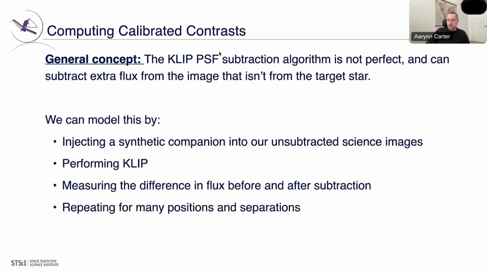And then we want to take those raw contrasts and compute calibrated contrasts. For those that are unfamiliar, the idea here is that by applying CLIP, we might not do a perfect subtraction of the star, and we might actually subtract some companion flux as well. That could bias our estimates of any flux that we measure for that companion, and in turn, bias our contrast measurements and make us think that we're overly optimistic in terms of the contrast we can reach. Fortunately, we can model this by injecting companions, performing CLIP, and then measuring the difference in the flux before and after subtraction as a function of position and separation.